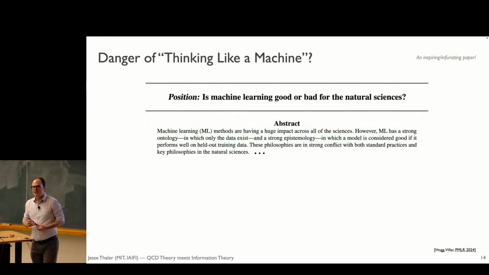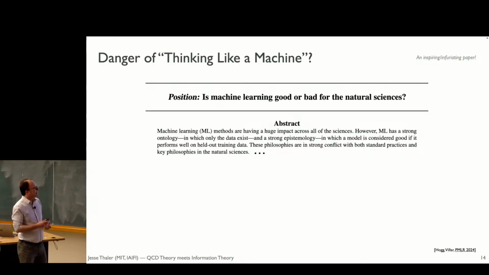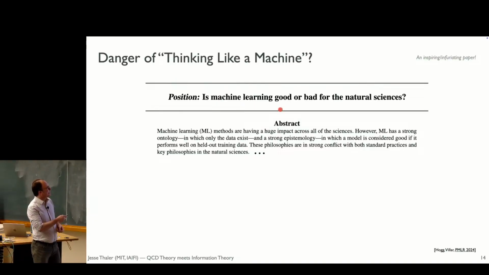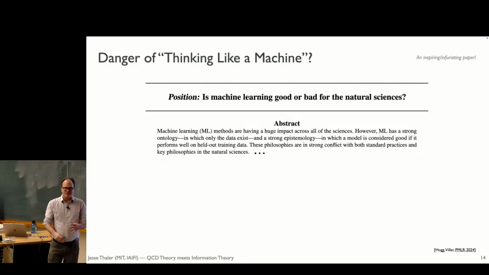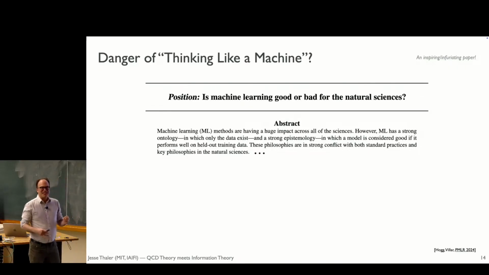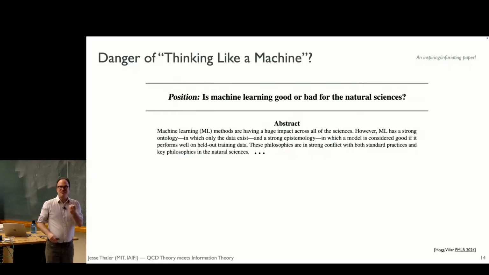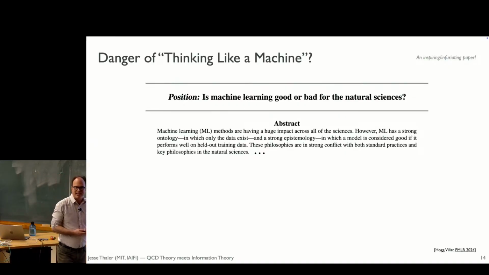So this is from Soledad Villar and David Hogg. And their position paper is "Machine Learning: Good or Bad for the Natural Sciences?" To which the answer is yes. But let me just read from their abstract to highlight the tension that they are showing here. Machine learning methods are having a huge impact across all of the sciences. However, machine learning has a strong ontology in which only the data exist, and a strong epistemology in which a model is considered good if it performs well on held-out training data. These philosophies are in strong conflict with both standard practices and key philosophies in the natural sciences.